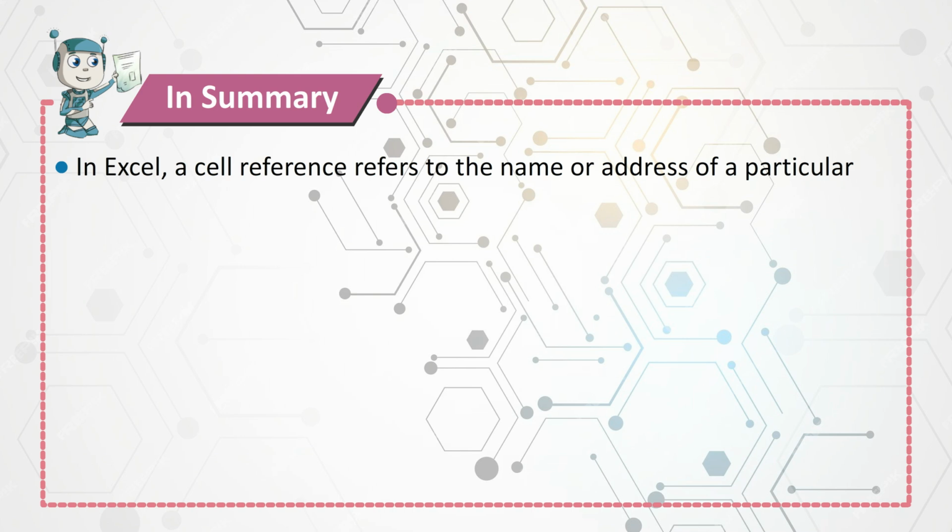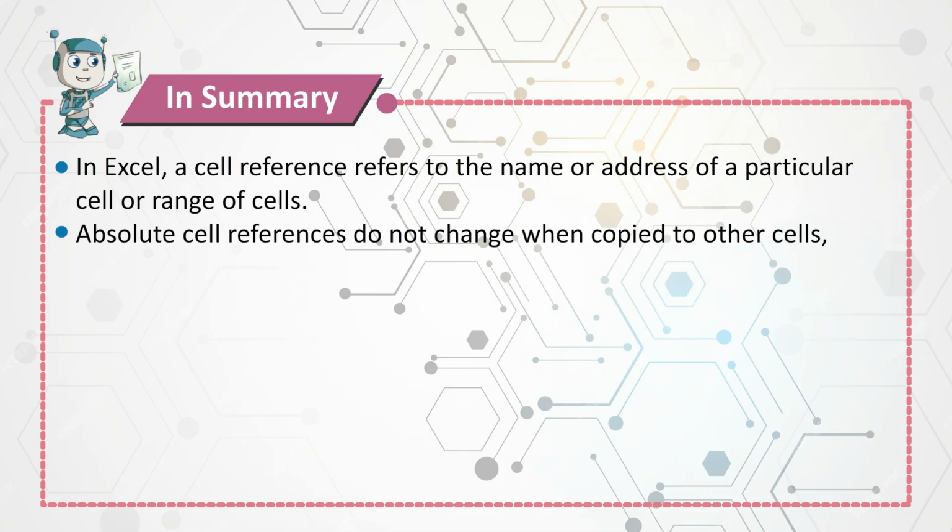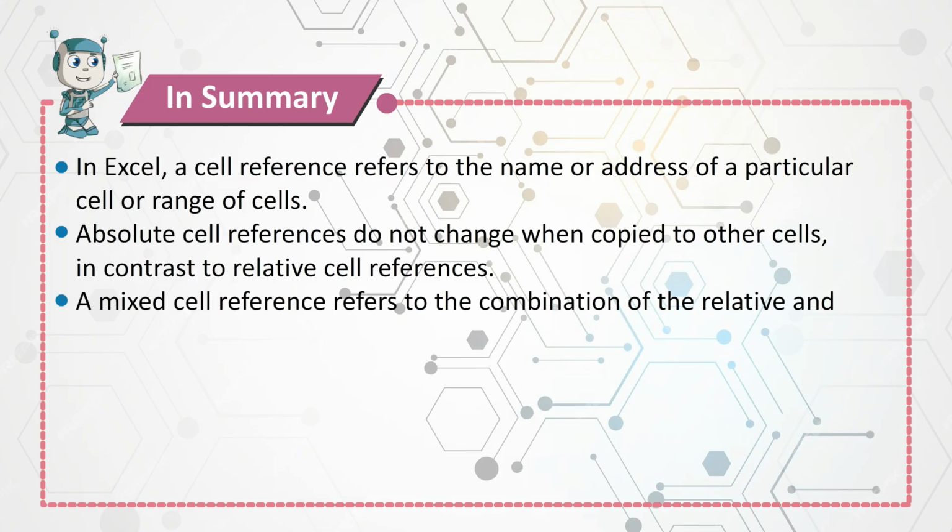In Excel, a cell reference refers to the name or address of a particular cell or range of cells. Absolute cell references do not change when copied to other cells, in contrast to relative cell references. A mixed cell reference refers to the combination of the relative and absolute reference.